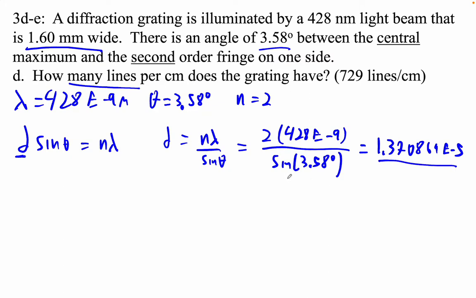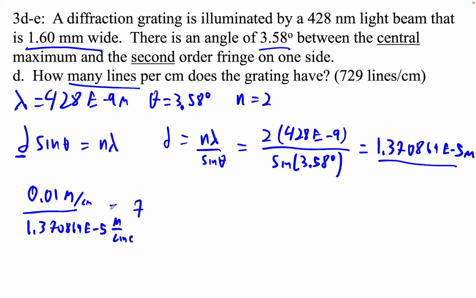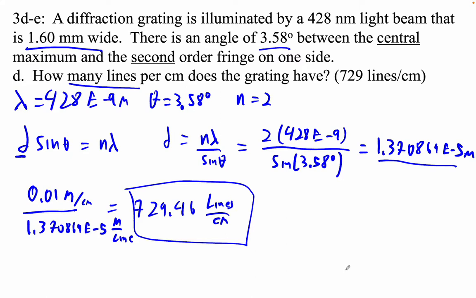So we've got that. Now let's see, how many of those fit, this is meters, right? So how many of those fit in a centimeter, right? Well, a centimeter is 0.01 meters. And if we divide it by this, and this is meters per line, this is meters per centimeter, right? We're going to end up with lines per centimeter here, right? Okay, so that number to the minus 1 times 0.01, that's 729.46, right? Ta-da! All right. So now let's go to the next question.